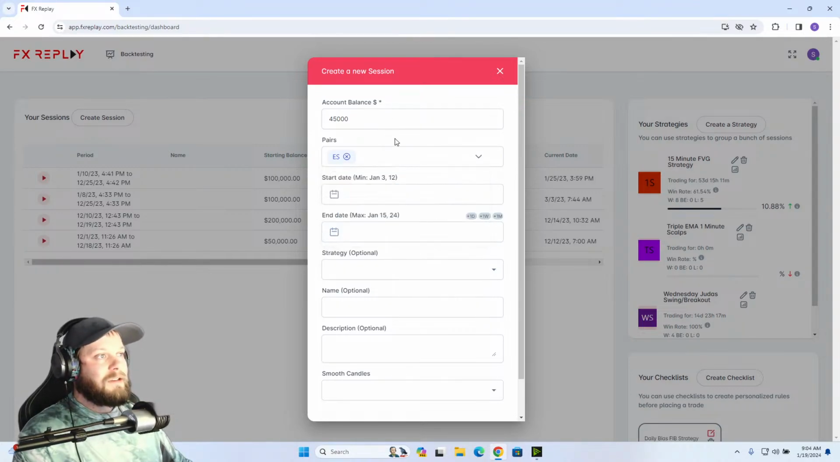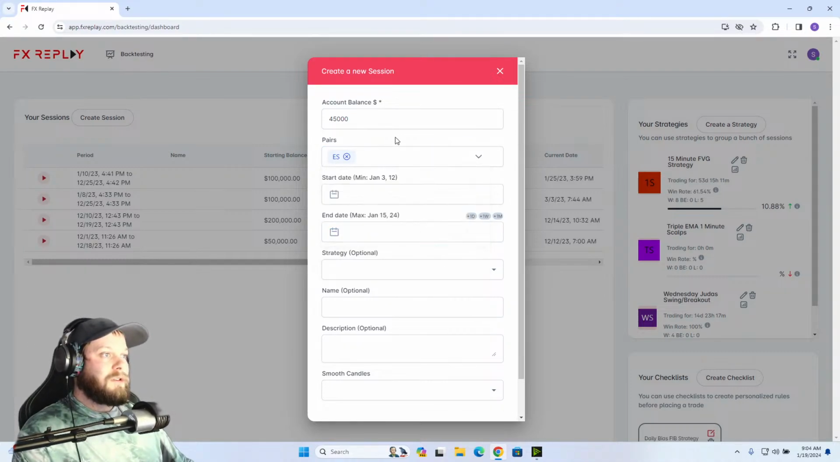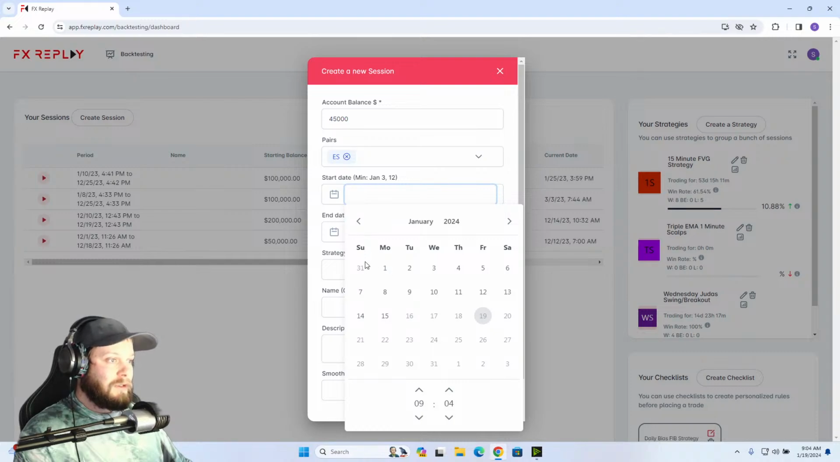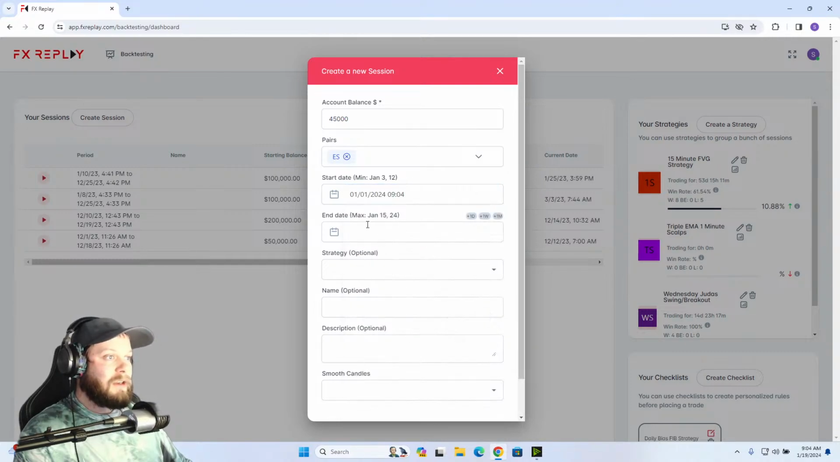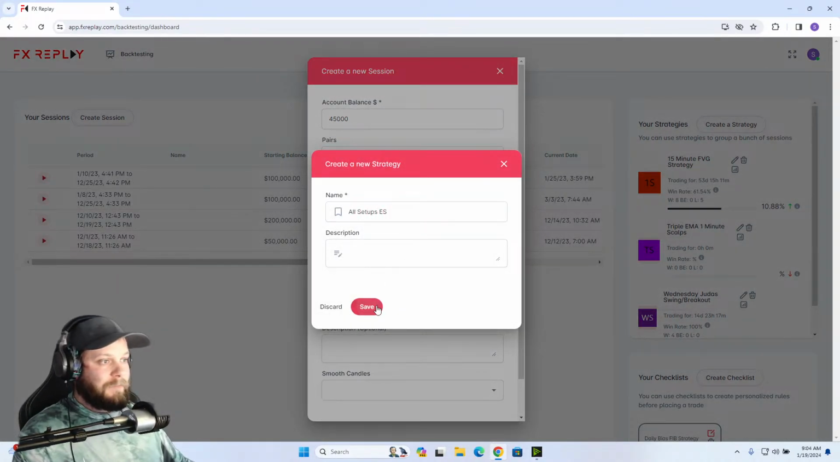We're trading ES. I want to try NQ as well, though. So NQ, we should do those as two different backtests. And we're going to trade these past 2 weeks, so Monday, and we'll even go all the way up until today. Strategy, we're going to do all setups ES.